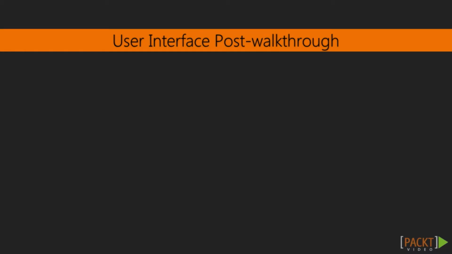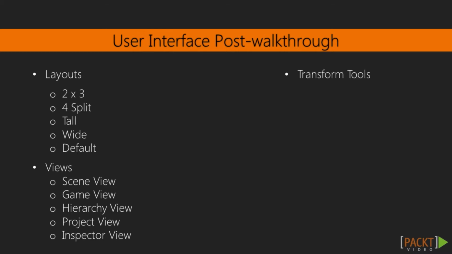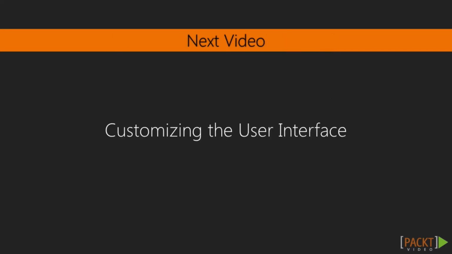As a recap of our walkthrough of Unity's interface, we looked at predefined layouts, which were 2x3, 4 split, tall, wide, and default. We also looked at views, which were scene view, game view, hierarchy view, project view, and inspector view. And finally, we covered the transform tools, which are the hand or view tool, translate tool, rotate tool, transform tool, and the rect or rectangle tool. Coming up next, customizing the user interface.